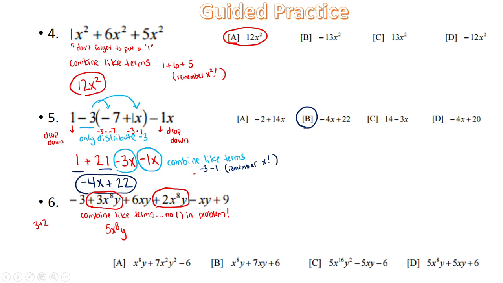Then we need to combine our xy's. Our xy's in the problem are positive 6 and -1. Positive 6 and -1 combine to be positive 5xy. And now we need to combine the -3 and positive 9, since I have 2 terms that don't have an xy in it, and that is positive 6. Okay, and that is an answer choice.